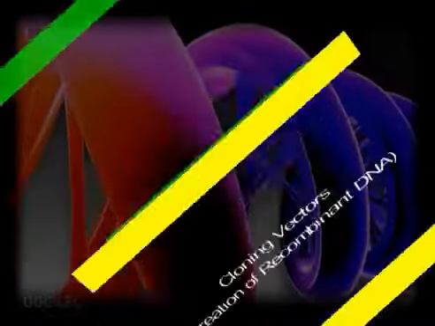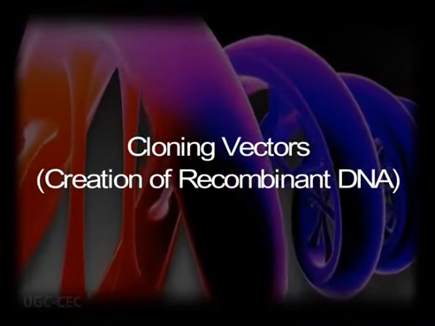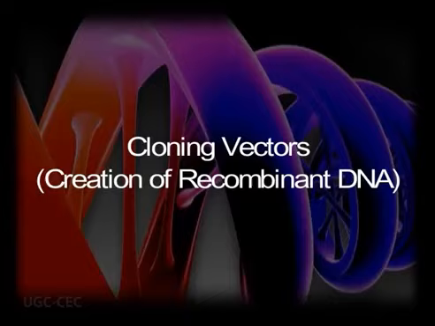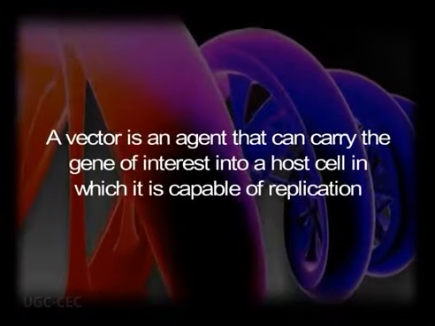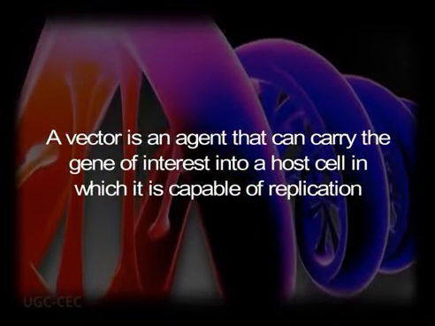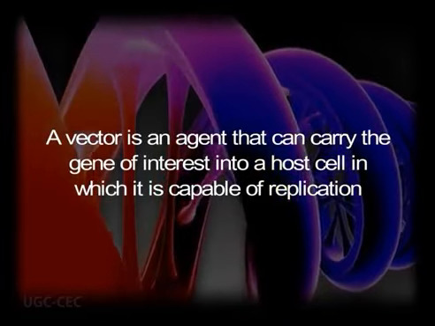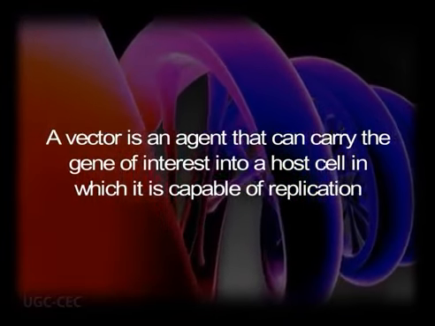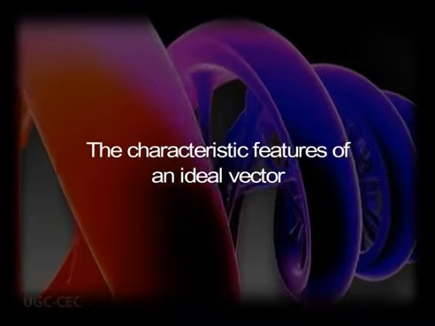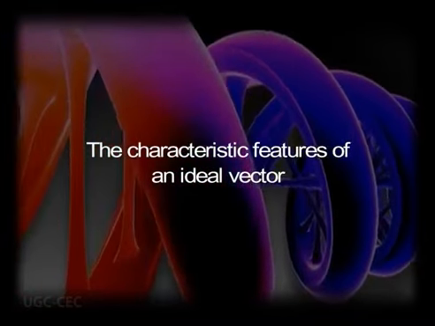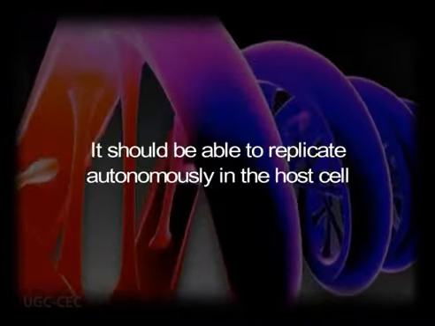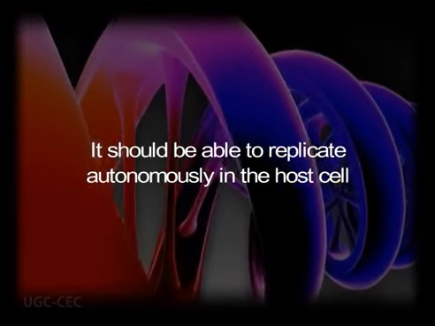After the gene of interest has been isolated, the next step is to insert this gene into a suitable vector in order to create a recombinant DNA molecule. A vector is an agent that can carry the gene of interest into a host cell in which it is capable of replication. The characteristic features of an ideal vector are: number 1, it should be able to replicate autonomously in the host cell, that is, it must have its own origin of replication.